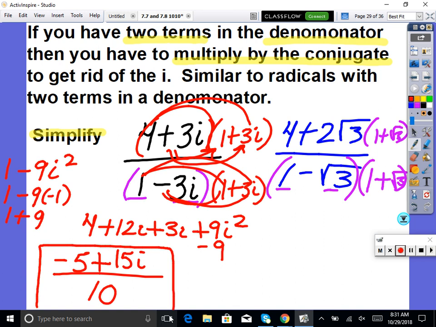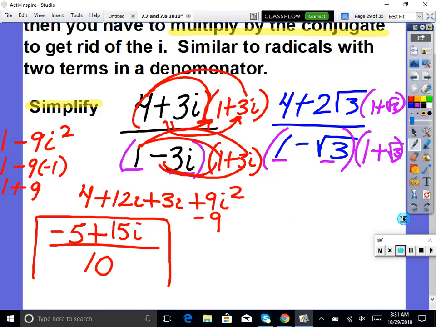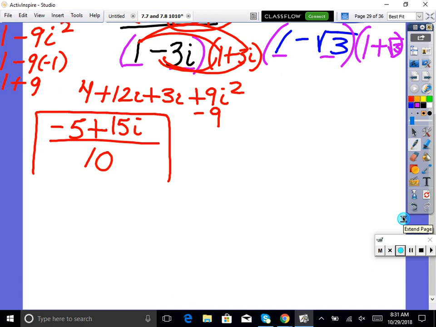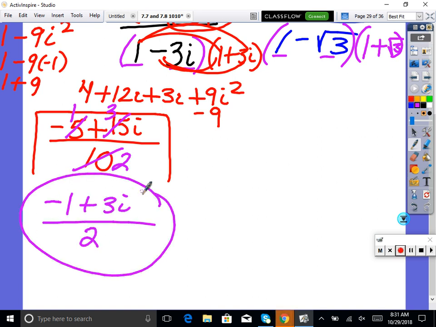So now we fix it so the i's not on bottom, but what do they all three divide by? 5. So if they do divide by something in common, obviously that's your last step. You'd say, okay, they all divide by 5. This becomes a 1, a 3, and a 2. So negative 1 plus 3i all over 2. That would be your answer.